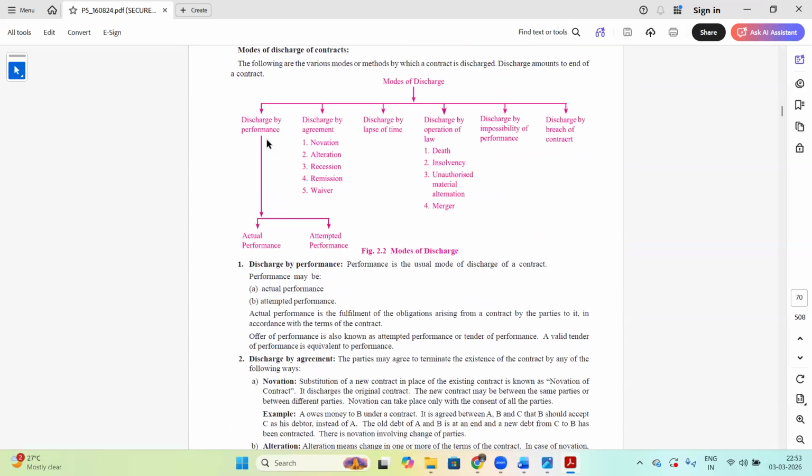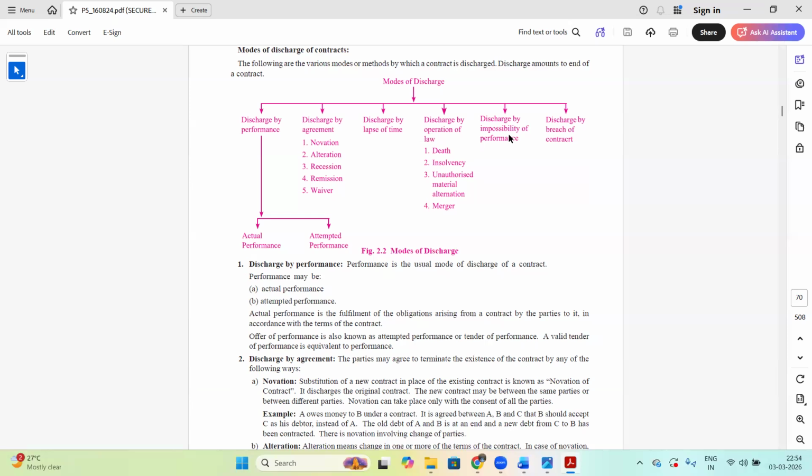Once the content of the contract has been completed, all the terms and conditions have been satisfied, through performance it can be discharged. If an agreement is entered into saying that the original contract is over, then that way also it can be discharged. A contract may include a certain time for completion. If it is not completed by that time, by lapse of time, it can be discharged. It can be because of operation of law, for example, death, insolvency, merger, etc.